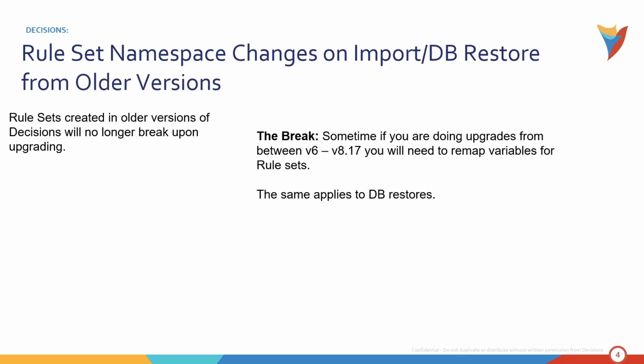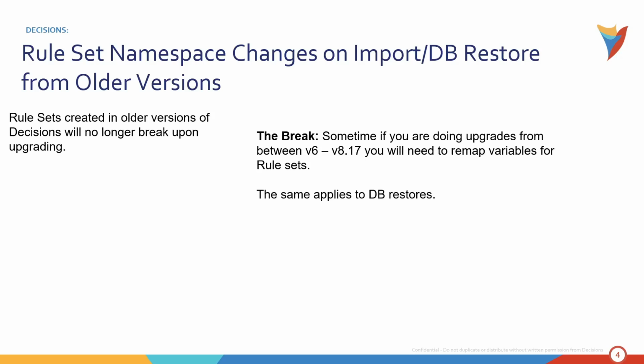Next, we have some rule set issues. In older versions, upgrading to version 9 would cause rule sets to break. The good news is that this has been fixed, so you can safely upgrade to 9.4 and your rule sets will be preserved. However, for versions between 6 and 8.17, there's a chance that all the variables could disappear from your rule sets, requiring you to remap them.